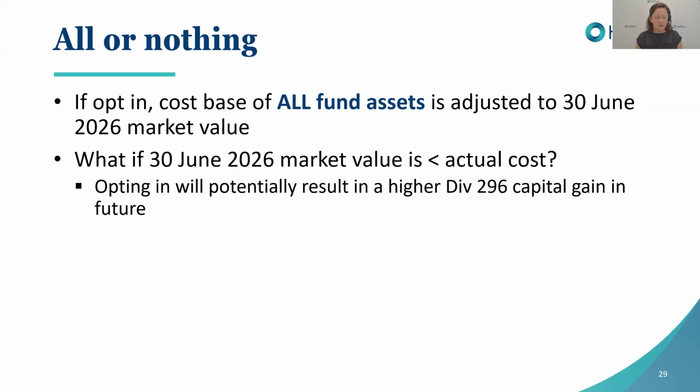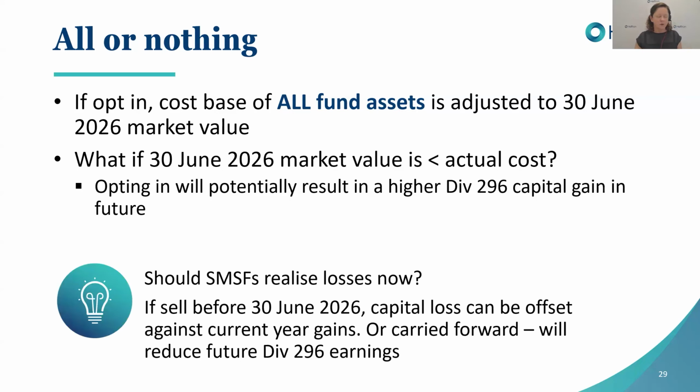Opting in is potentially going to result in a higher Div 296 capital gain in the future if this asset becomes good. Now, we don't get to pick and choose. We can't say, oh, well, I will only opt in for the assets in a positive position. It's an all-in type of situation. So, some clients will think about realizing some losses before the 30th of June 26.